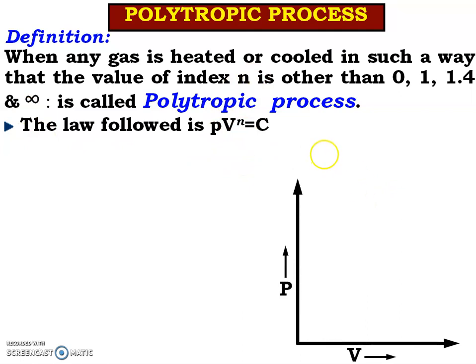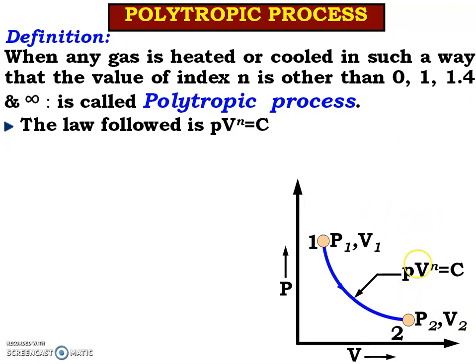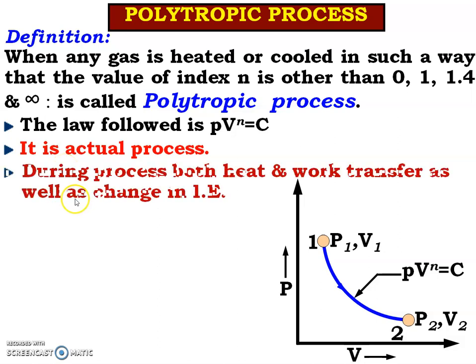Let us understand through the PV diagram. At point 1, pressure and volume are P1 V1. At point 2, pressure and volume are P2 V2, and it passes through a process that follows the law PV^n equals constant, where the value of n is other than 0, 1, 1.4 and infinity. Then this process is known as the polytropic process. So it is an actual process. During this process, both heat and work transfers as well as change in kinetic energy take place.